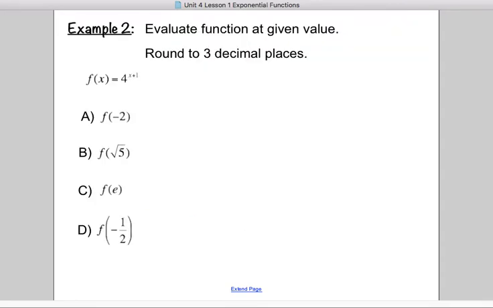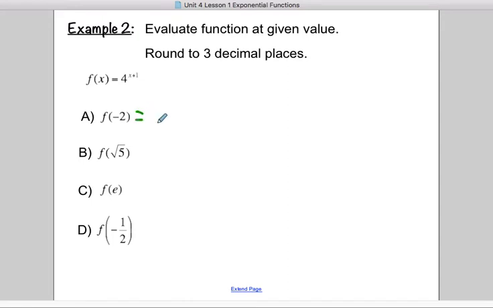The next one. Evaluate the function, round to 3 decimal places. So your calculator will be helpful. In this case, you could also go ahead and put this into your y equals, and then go to your table and just type in these numbers because it says to round to 3 decimal places. Okay. I'm going to walk through them without a calculator since we don't have one.